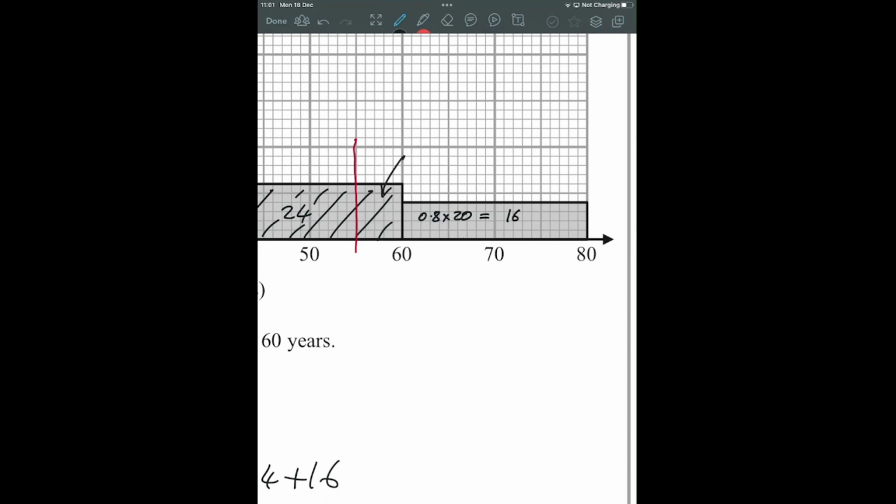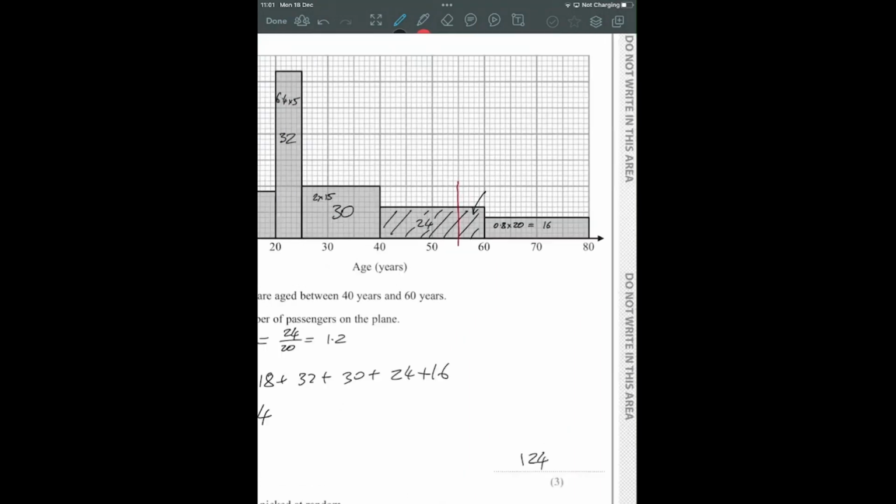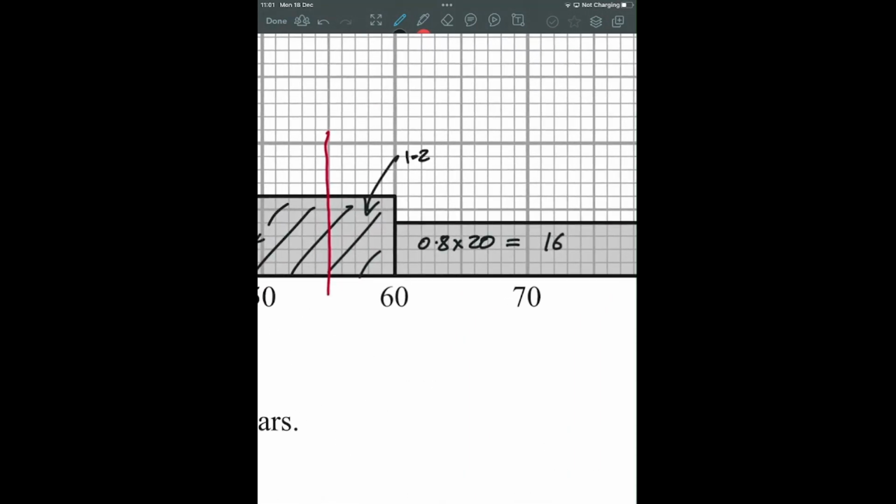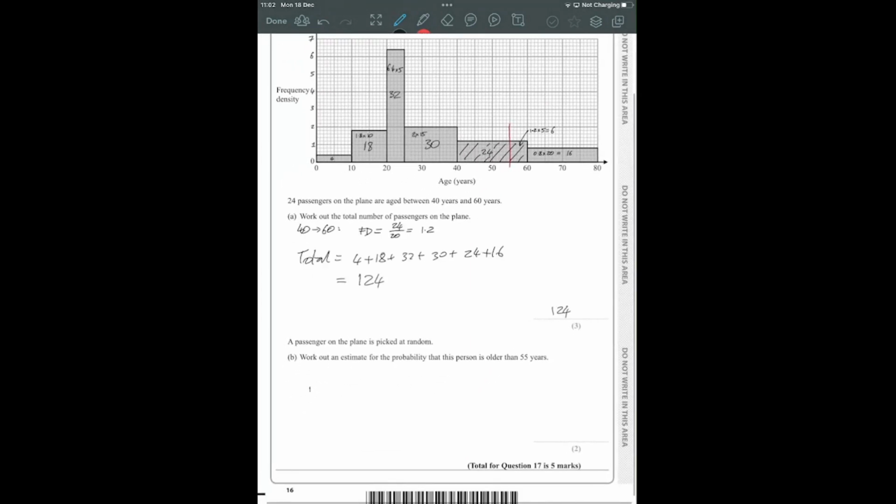Well, that had a height of 1.2 and a base of 5. So there are 6 people from 55 to 60. So therefore the probability of being greater than 55 is those 6 people plus the 16 from 60 to 80 over the total. I've got a strong feeling that that'll simplify, but not that much. So I type it into my calculator. Gives me 11 over 62 as my probability.